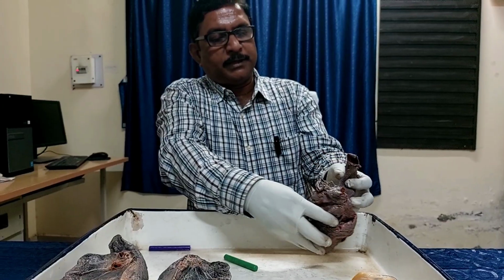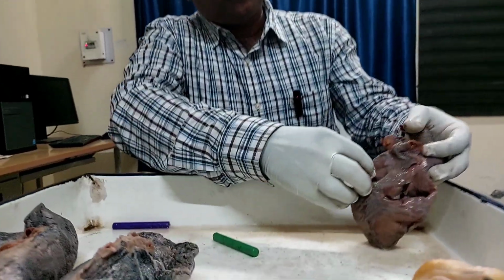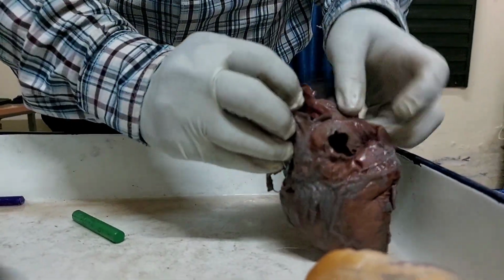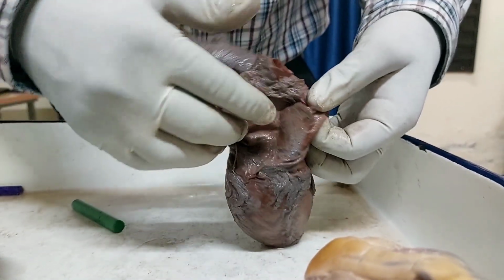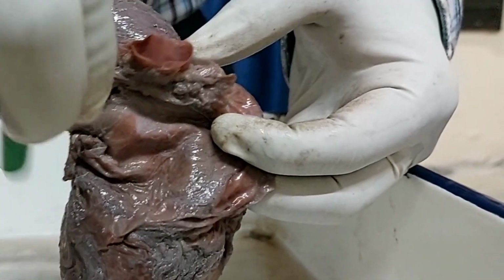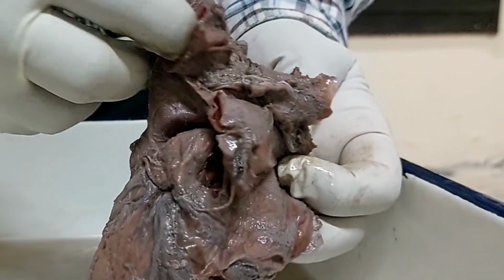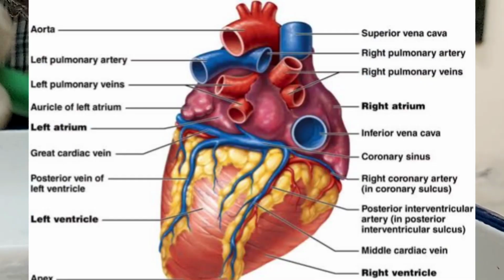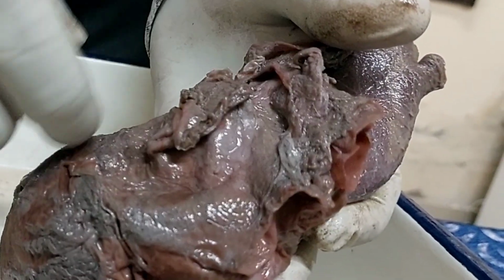The last part is the base or posterior part. Here you will get the openings of the 4 pulmonary veins. I am showing you the openings of the 4 pulmonary veins. I have already shown you the openings of the superior and inferior vena cava. Now I am showing you the pulmonary vein openings. Can you see? There are 4 pulmonary veins. So this is the part of the base or posterior surface.